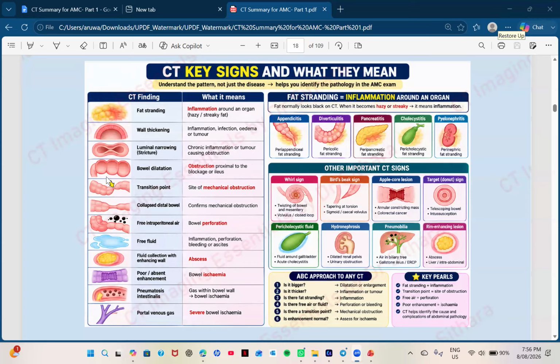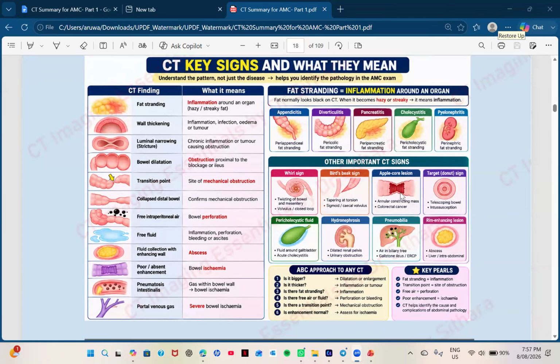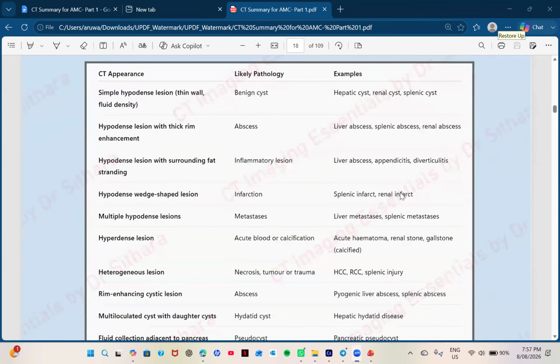Anyway, it's easy. You can understand the bowel dilatation. You can understand the transition point, very important, because you should distinguish functional obstruction from mechanical obstruction. Functional obstruction doesn't have any physical obstruction, right? Because of that, there's no transition point. And the free intraperitoneal air is very important. There can be a perforation, right? Those things can be present.